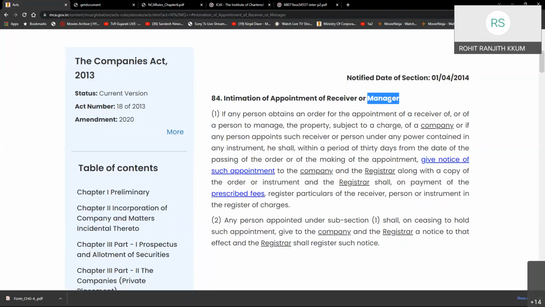Got it? So, by the way, are you clear with the concept of Section 84? What was the main reason for the creation of Section 84? Come on, you can type the word yes or no.